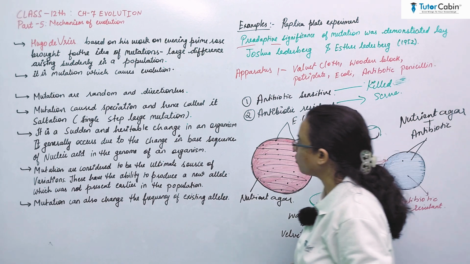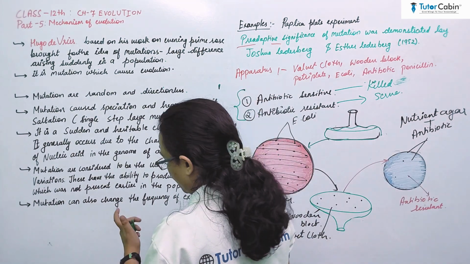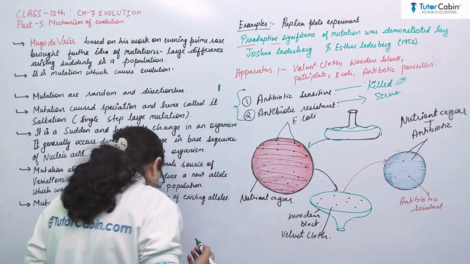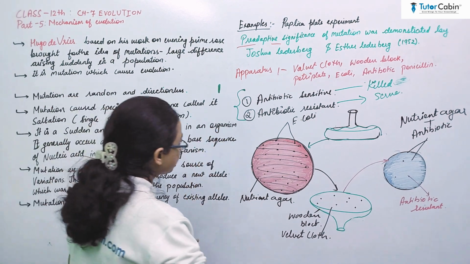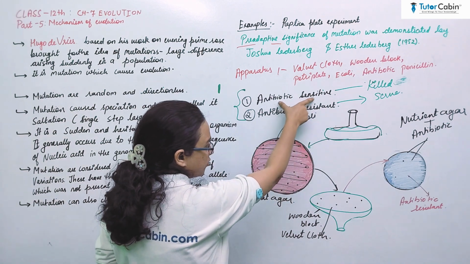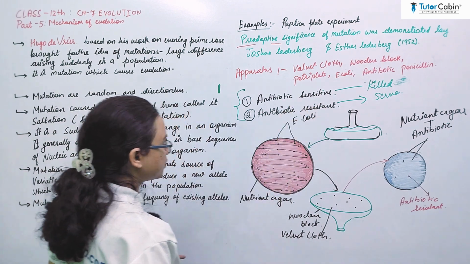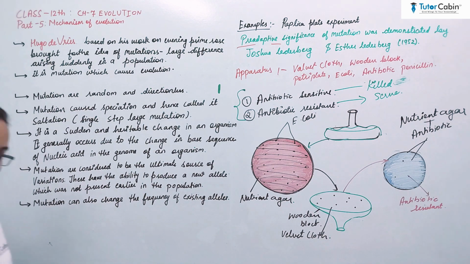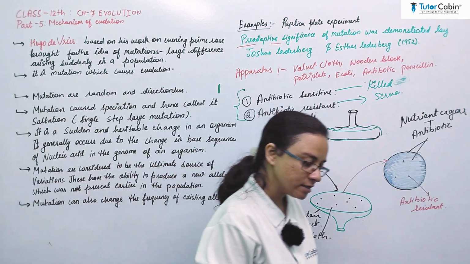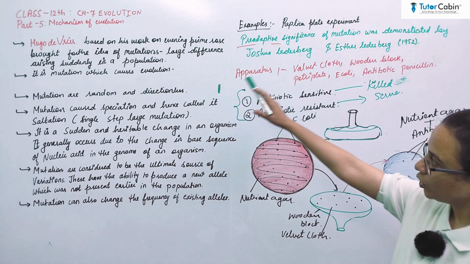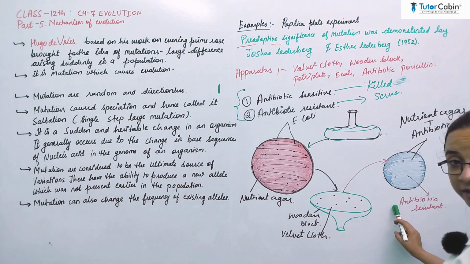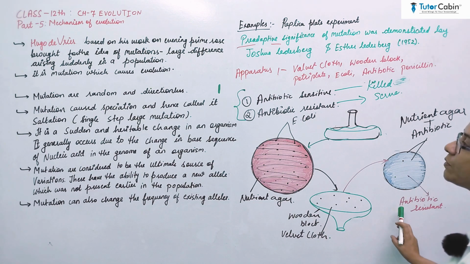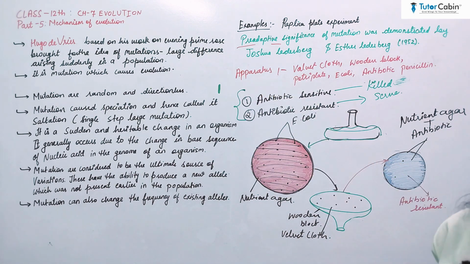So there are two types of organisms mainly studied in this experiment. First is antibiotic sensitive organisms and second is antibiotic resistant organisms. So with the help of this experiment, scientists concluded this evolution. So please note it down. So this way, mutation occurs here, and this mutation leads to evolution. Clear? So please note down the important points.